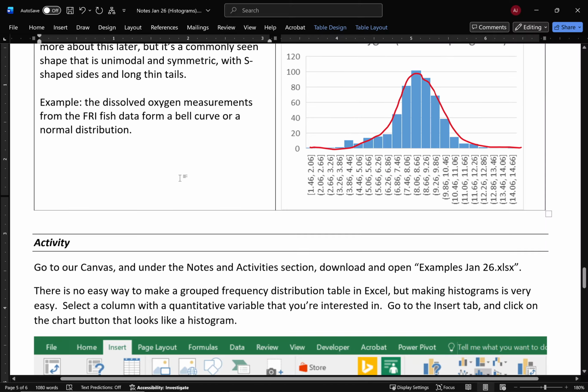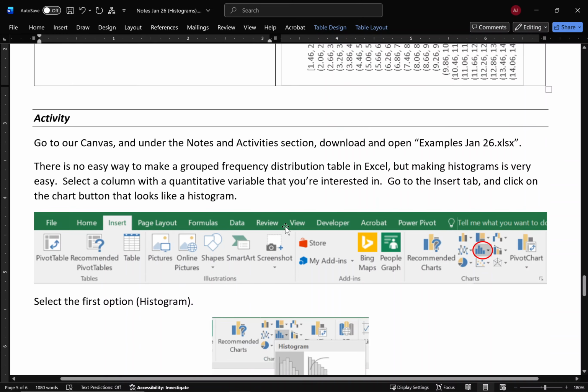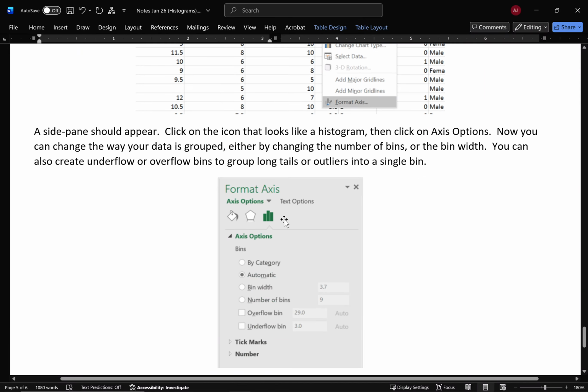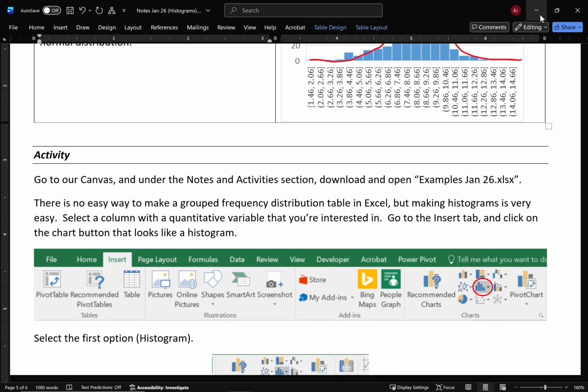Okay, so we also have an example file for us to play with and make some histograms. So I'm going to go ahead and do that. And then these instructions are here in case you get lost or you just want to read over them later. So I'll just switch to the Excel file now.